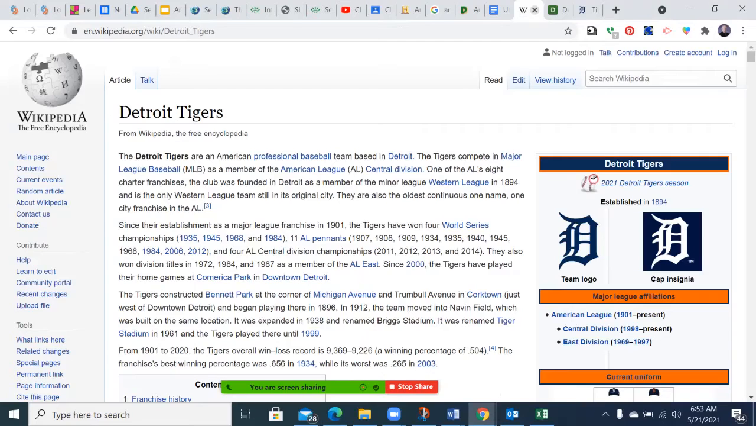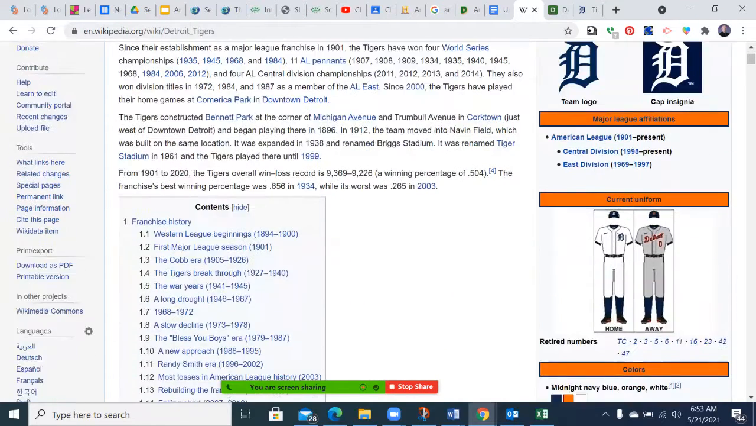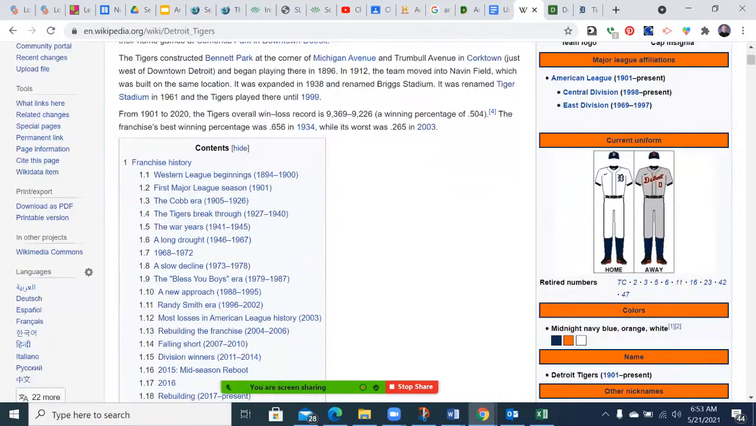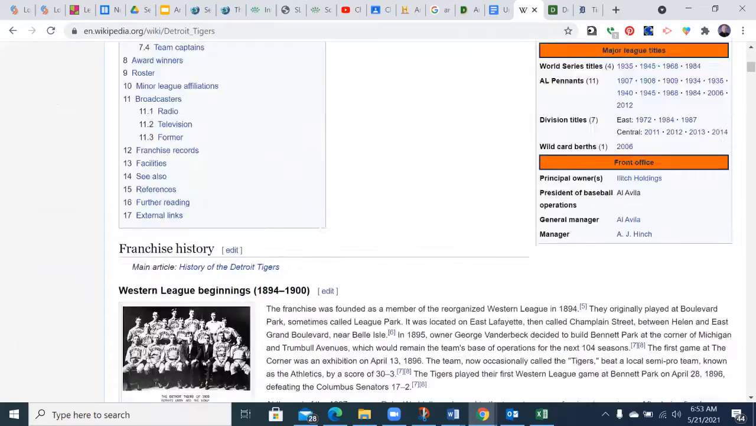Our first source is Wikipedia, and Wikipedia is a good starting source. And why I say starting source is that because anybody can edit it, sometimes you get questionable information, although Wikipedia has taken steps to mitigate that problem.